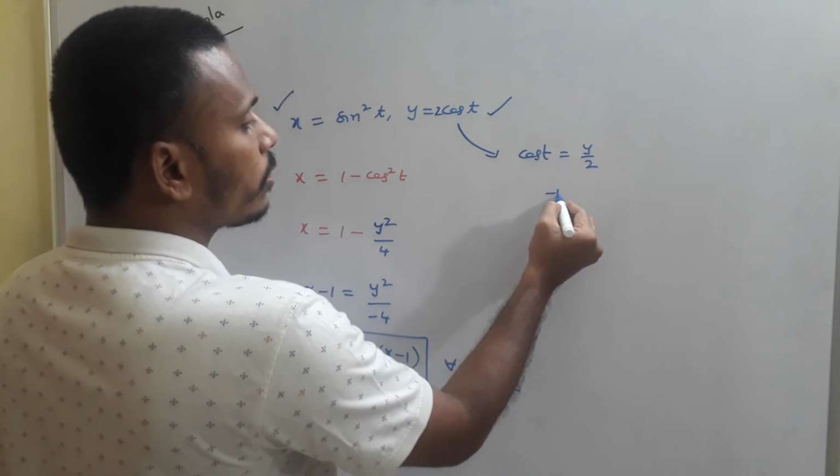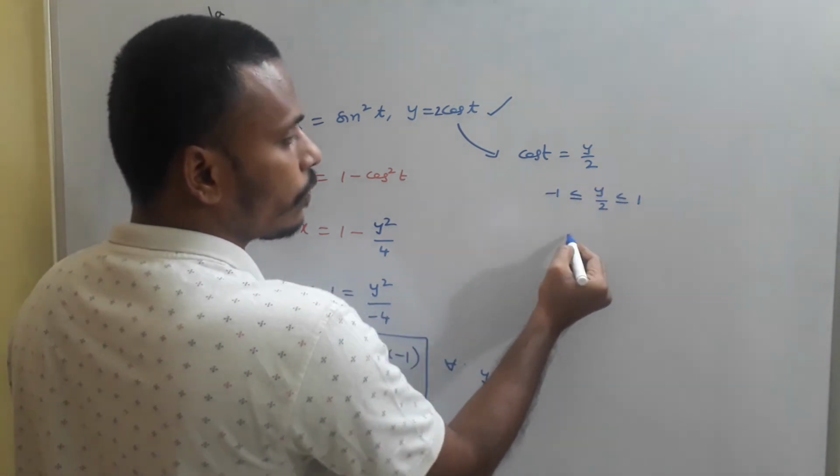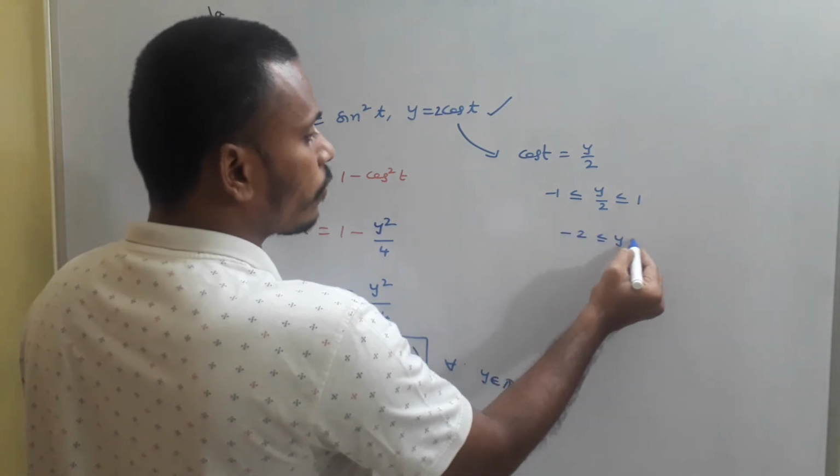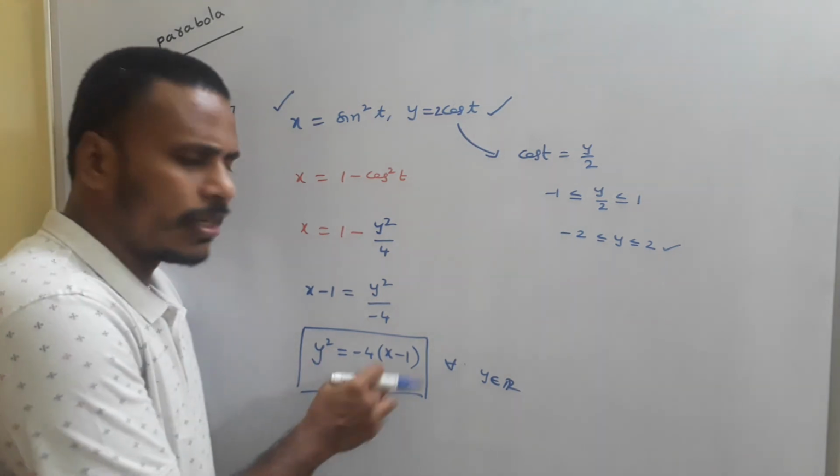Cos value is always in between minus 1 and plus 1. So minus 1 less than or equals to y by 2 less than or equals to 1. So minus 2 less than or equals to y less than or equals to 2. So actually parabola is the correct answer.